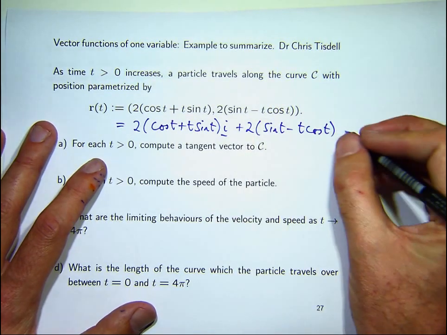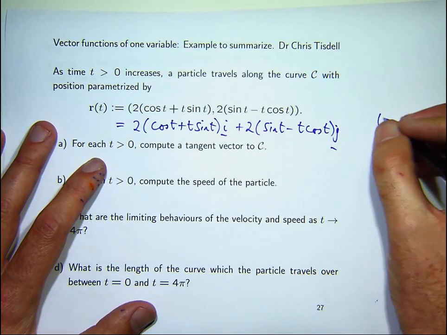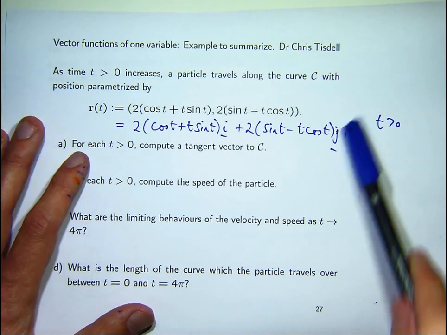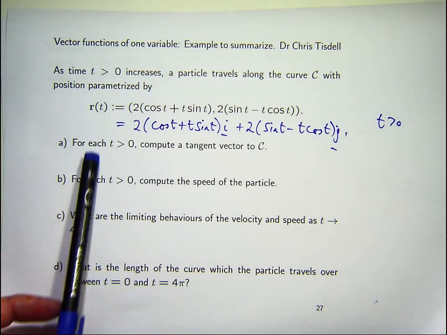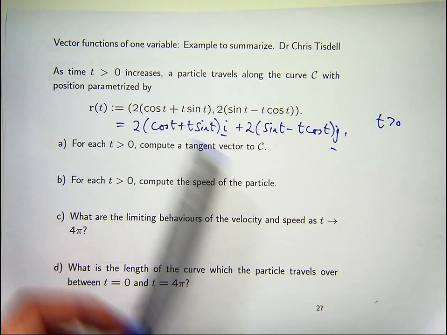And we're interested in the following values of t. Now remember, one motivation for studying these vector valued functions is that they can do more things than traditional y equals f of x functions. And we're asked to do a few things with this vector valued function.